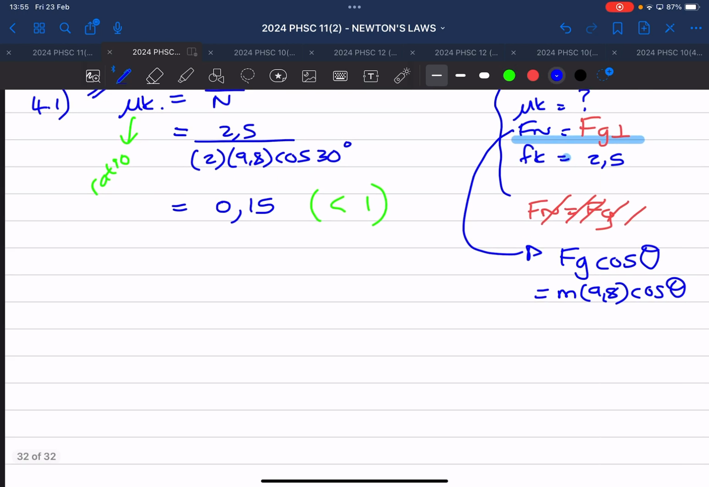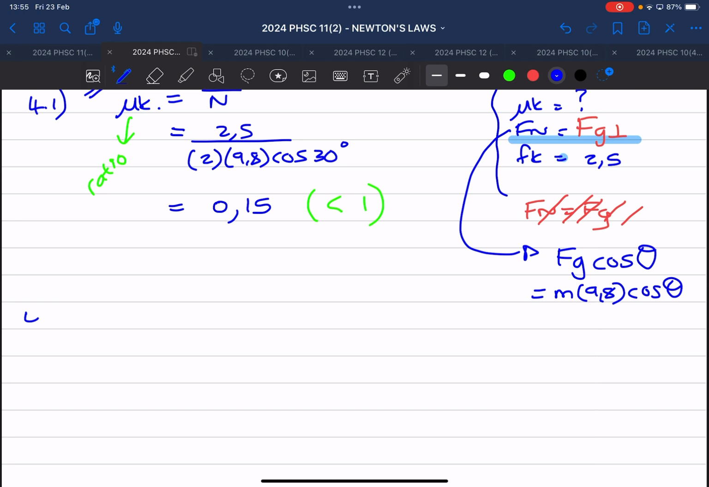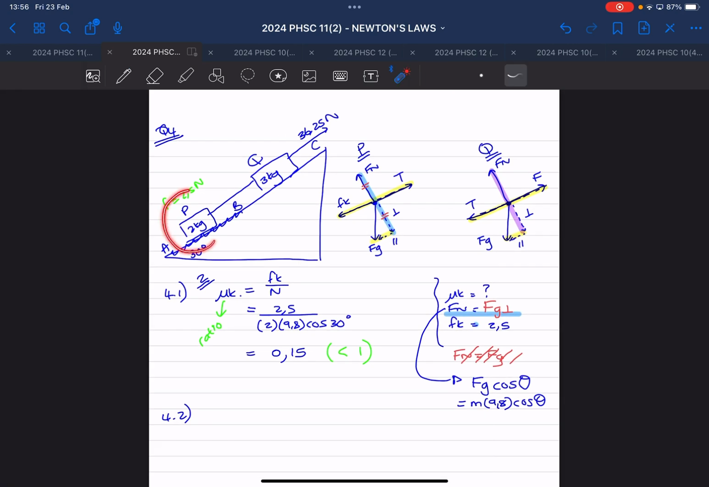Good. Next question. Question 4.2. They ask, calculate the size of the acceleration on block P as it moves from A to B. You can see it counts 6 marks. 6 marks tells you definitely more than one calculation. They ask for the acceleration on block P. Are you only going to look at P? No, because P and Q are connected with each other with a rope.